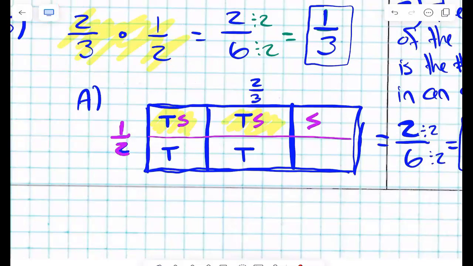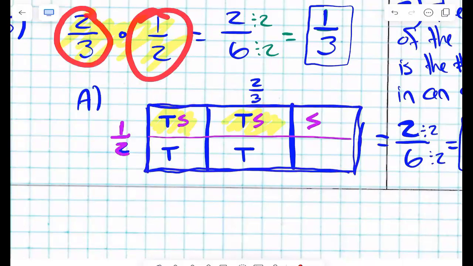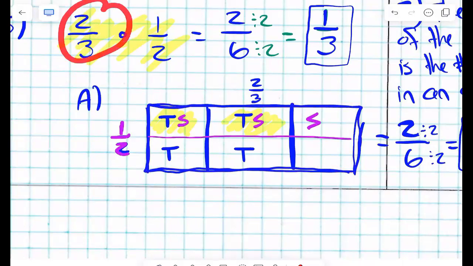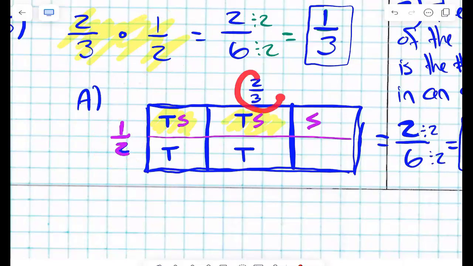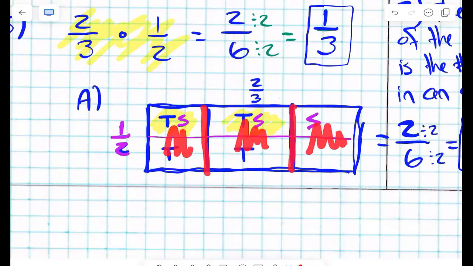What is the first step in making an area model? Rectangle. Draw the rectangle. Then we need to label our rectangle with what we're multiplying, yes? So the first multiplier, 2/3, goes on top, the second multiplier, 1/2, goes on the side. So now that we have 2/3, we need to split our rectangle into thirds, yes? The denominator tells us what to split it into. So we're going to split it into 1, 2, 3 parts. There's my 3 parts, right?